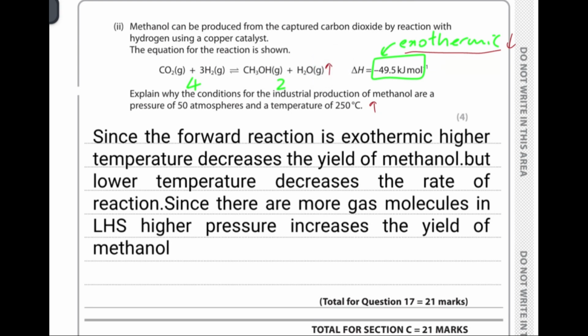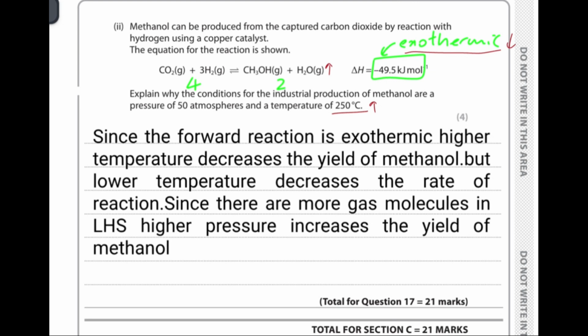But to increase the yield of the reaction, what will happen? We decrease the temperature of this reaction mixture further. The further reduction of temperature will decrease the rate of the overall reaction, right? So again, the methanol yield will decrease. So this 250 degrees Celsius temperature is the ideal temperature for this reaction, right?